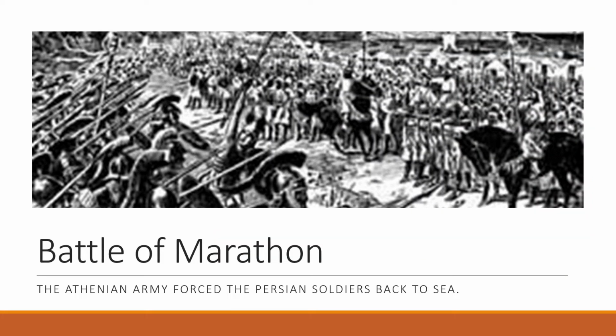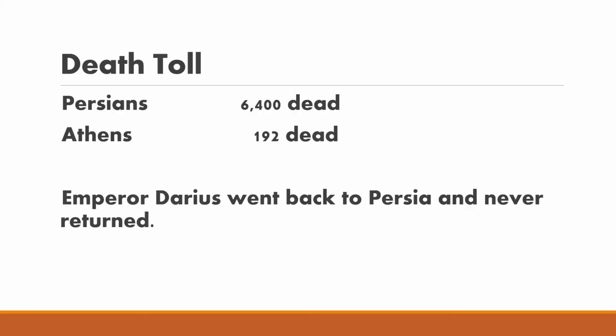This is an artist rendition of the Battle of Marathon, wherein the Athenian army forced the Persian soldiers back to the Aegean Sea. In the end, the death toll was 6,400 dead soldiers for the Persians against 192 for Athens. Emperor Darius went back to Persia and never returned.